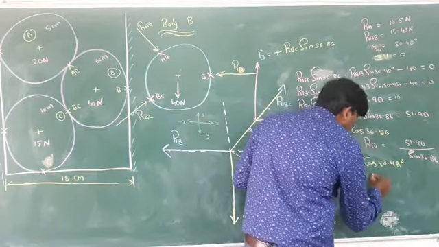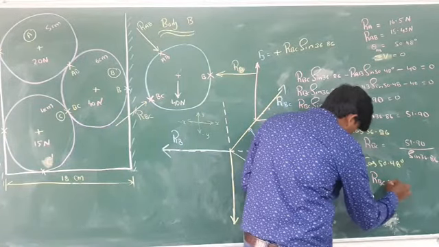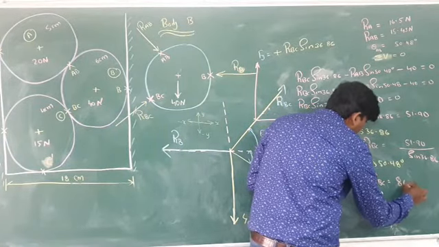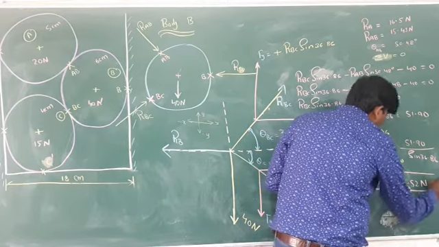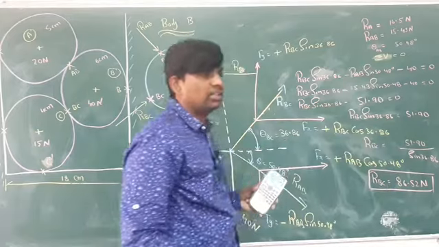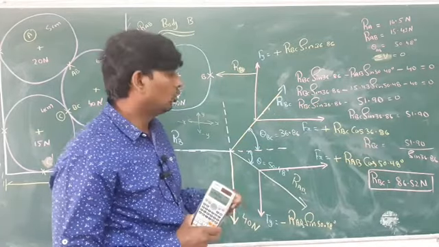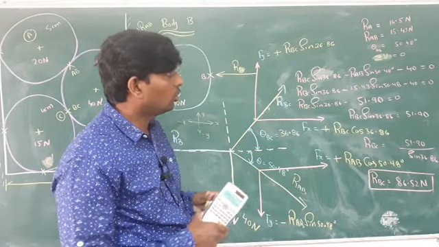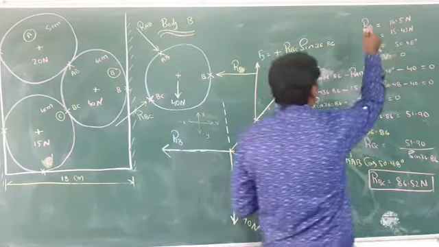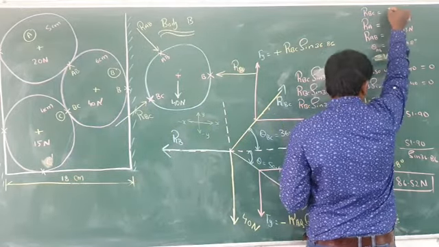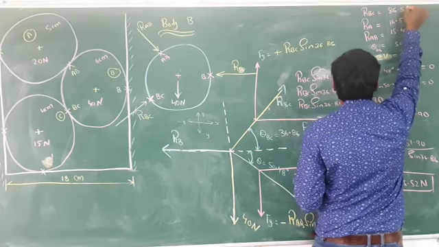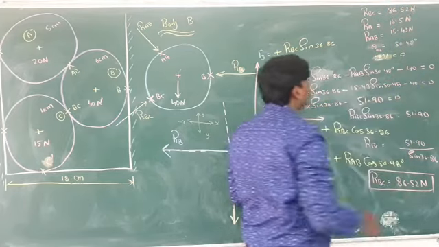Here you can write the RBC value. RBC value is equal to 86.52 Newton. How much did you get? RBC is equal to 86.52 Newton. So here I will write the value of RBC.